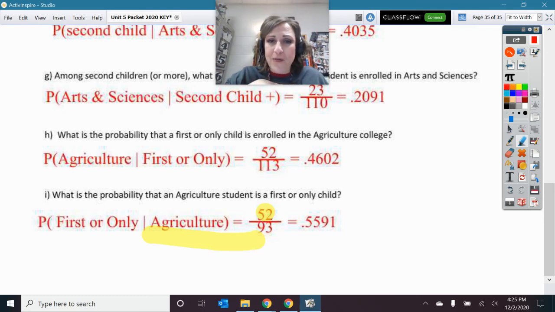Okay, hopefully you felt confident about those, and we'll just continue to practice that for one more day before we have our quiz over conditional probability and independence.